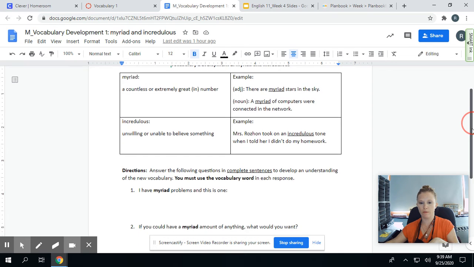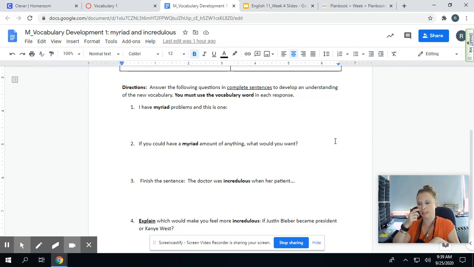So what you'll do each week for vocab or whenever we have vocab, I don't know if it'll be every single week, but generally that's what we try for in the classroom, is you'll be given 4 or 5 question stems that you have to answer. And the directions say that you need to answer each question or phrase in complete sentences, and you need to use the vocabulary word in each response. So, number 1, for example, says, I have myriad problems, and this is one. So you would respond with something like, one of my myriad problems is, and then tell me one of your many problems. Now you might be like, I don't have many problems. I don't have a problem. That is when you fake it till you make it. Okay, come up with one.